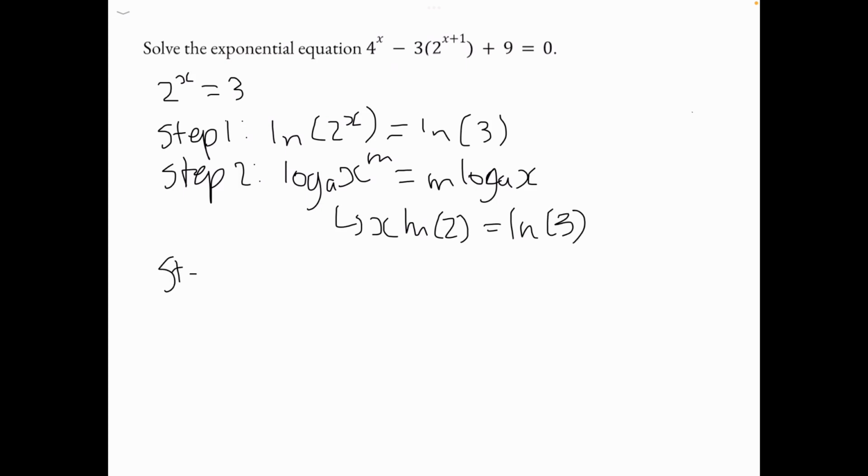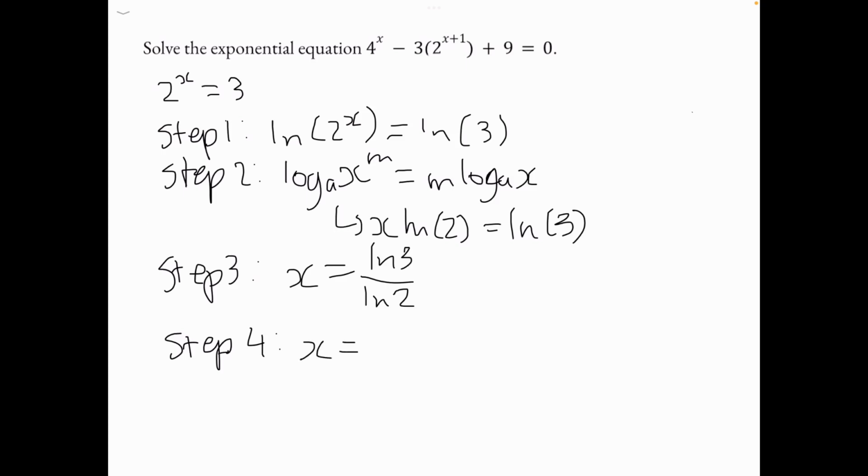So step 3 was to rearrange to isolate the x. So x is equal to ln 3 over ln 2. And now we can plug this into our calculator to solve. So x is equal to around 1.584.